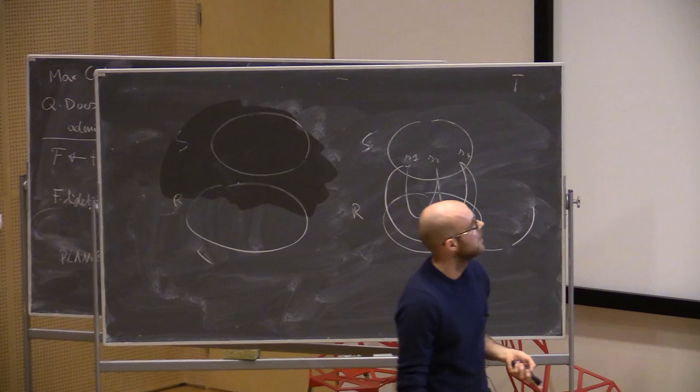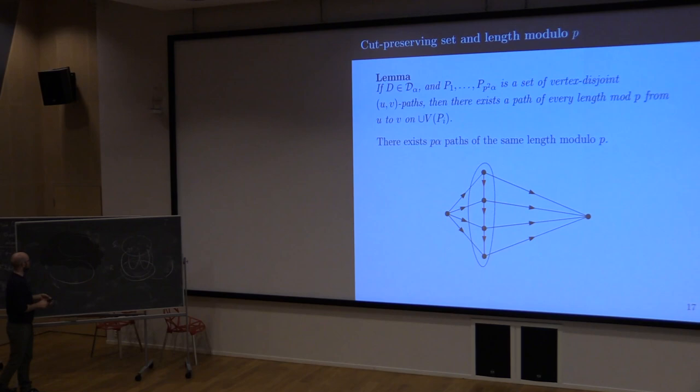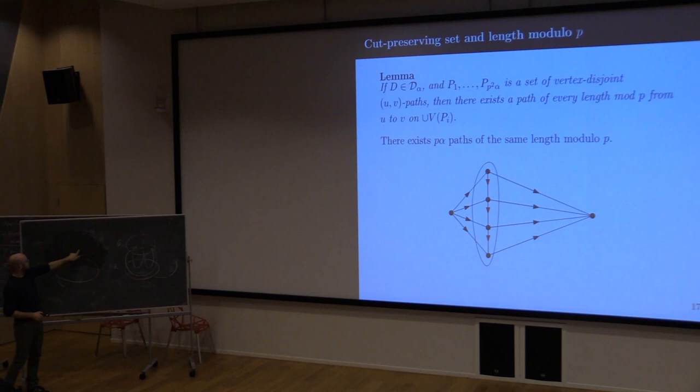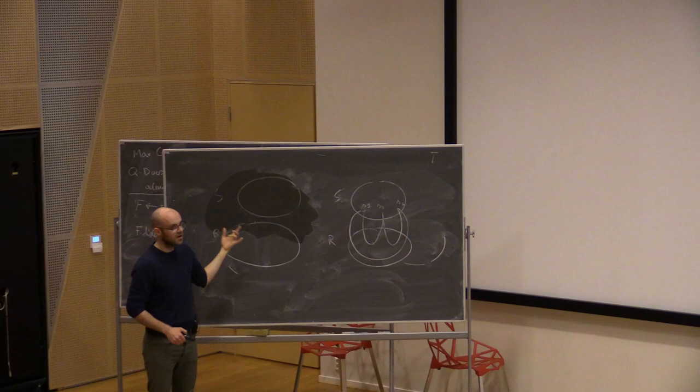So now we have this, and it was a bit like before. Before, we wanted only to keep enough information to understand the connectivity. Basically, if I remove k arcs, do I still have a path between these two guys? And now we want to understand the same thing, but the question is, if I remove k arcs, do I still have a path of a certain length between these two guys, right?